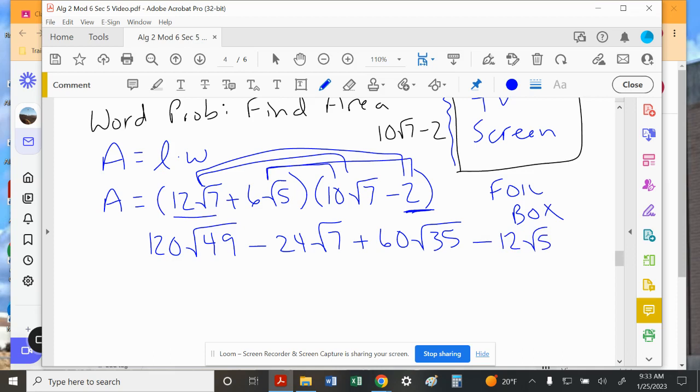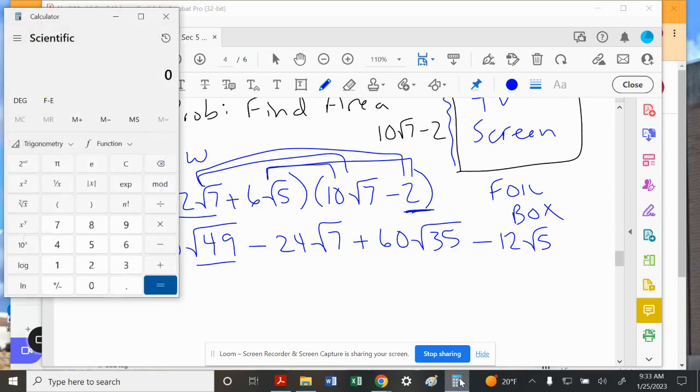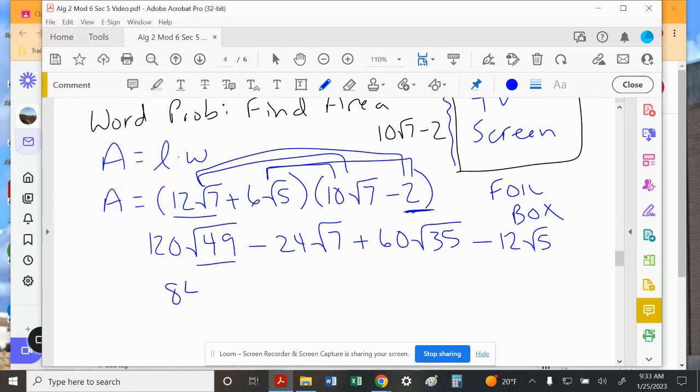Okay, so now we can do a little bit of reduction. I don't think we're going to be able to combine any like terms because I don't think we're going to have any like terms. So notice here, this becomes 7. So 7 times 120, 120 times 7, 840. So we know that this one is 840. And then we have minus 24 square root of 7 plus 60 square root of 35.